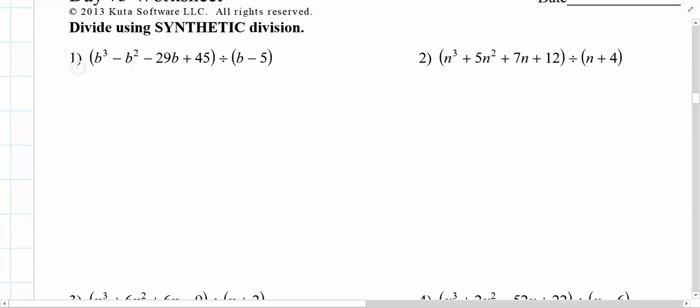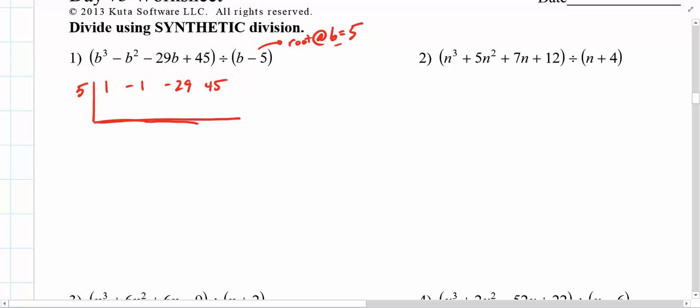So if I were to use synthetic division to complete problem number 1 here, I would set up with 1, -1, -29, and +45 in my L chart, and then I would place a +5 on the outside, because again, we're not checking b minus 5 here as a factor. We're utilizing the 0 from this factor, or the root from this factor, and that says that the root occurs at b equals +5.